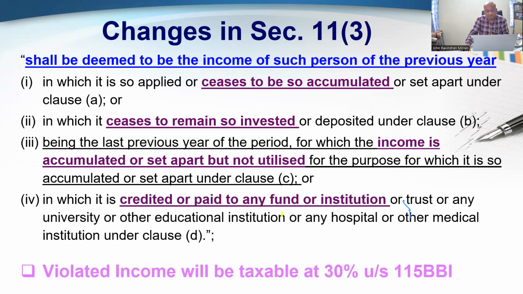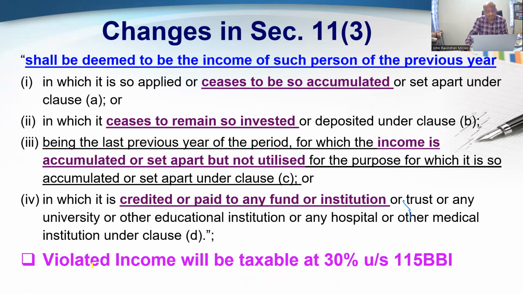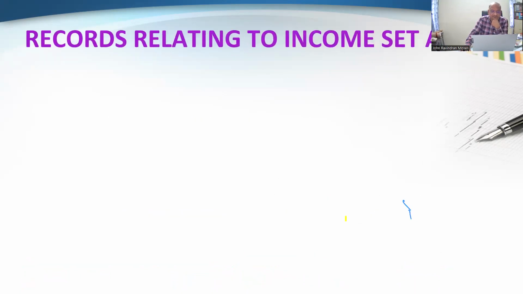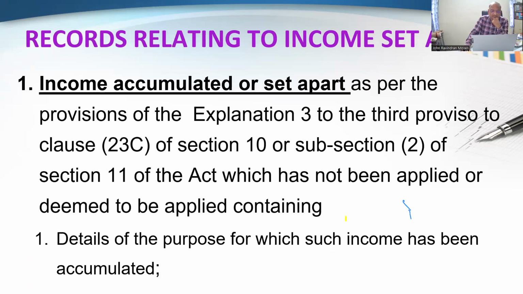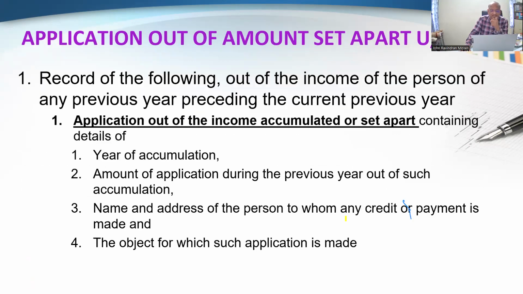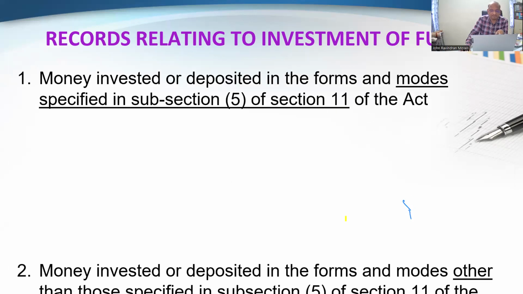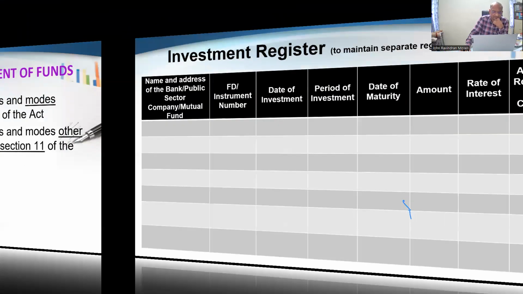And if you make payment to others, it will become income. And this violated income will be taxed at 30%. Whatever is the violation, it will be taxed at 30%. And records relating to income set apart, I think I'll take it tomorrow, because we have other things to carry on. We will take up these records tomorrow.